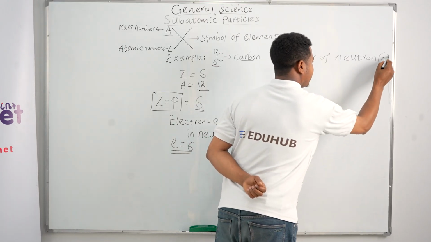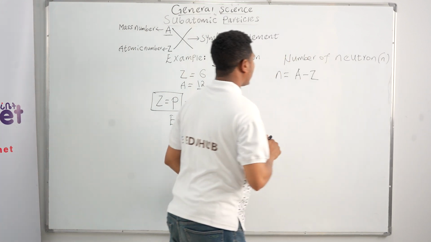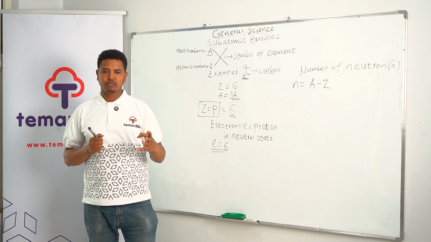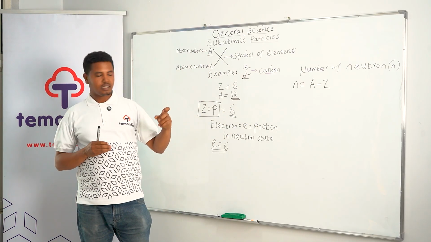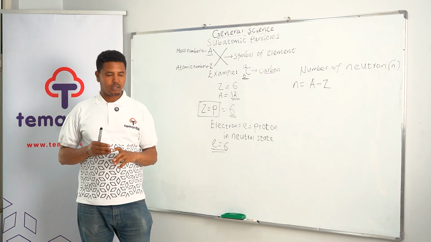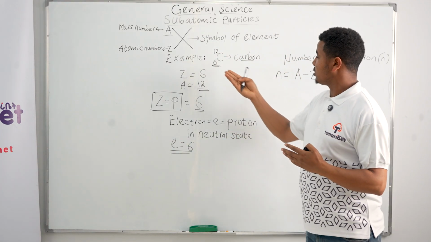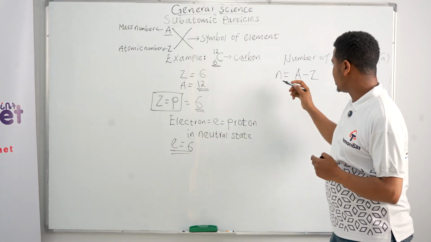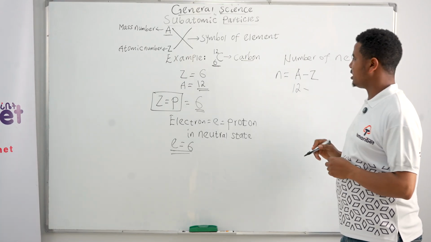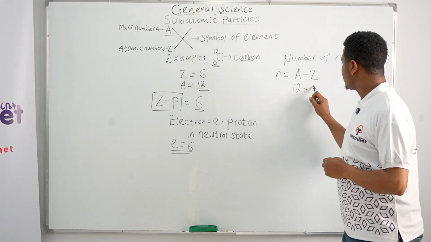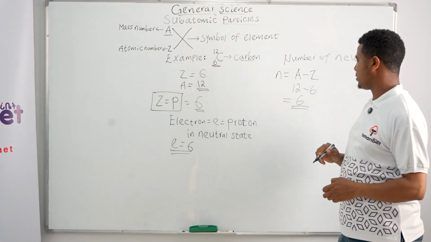We symbolize it by n equals A minus Z. Or easily, we can get the number of neutrons by deducting the atomic number from the mass number. So by deducting, we can get the number of neutrons. Here A is given as 12 and Z is given as 6. So the number of neutrons here is also 6.